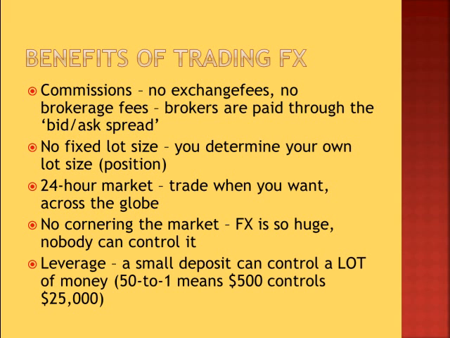And leverage. A small deposit allows you to control a lot of money. Let's say you had a 50-to-1 leverage ratio. That means if you had a $500 account, you just put $500 in it, you can actually buy $25,000 worth of currency. Then when you sell that, any profit or loss affects your $500 deposit, your account. If you made $50, you now have $550. If you lost $50, you now have $450. So it's all tallied up once you close your position.